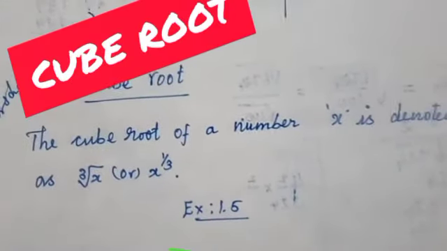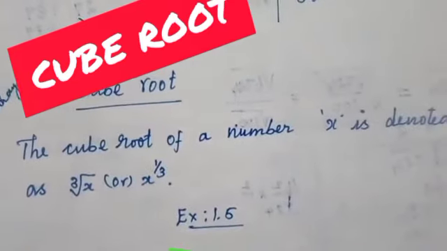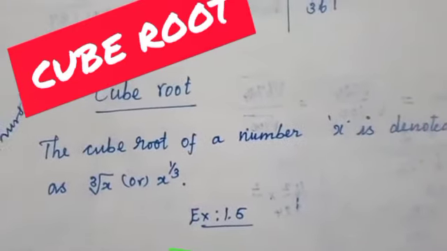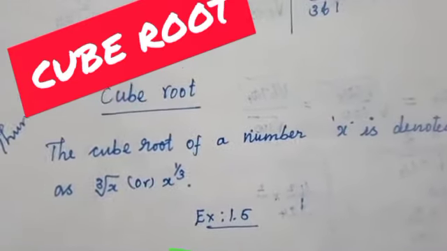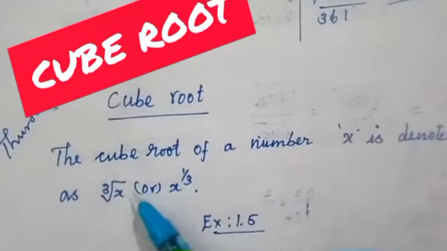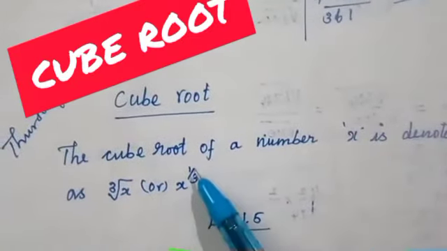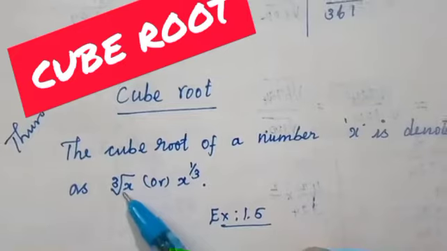Students, now you are going to learn about cube root. The cube root of a number x is denoted as cube root of x, or x power 1 by 3. It is a cube root.